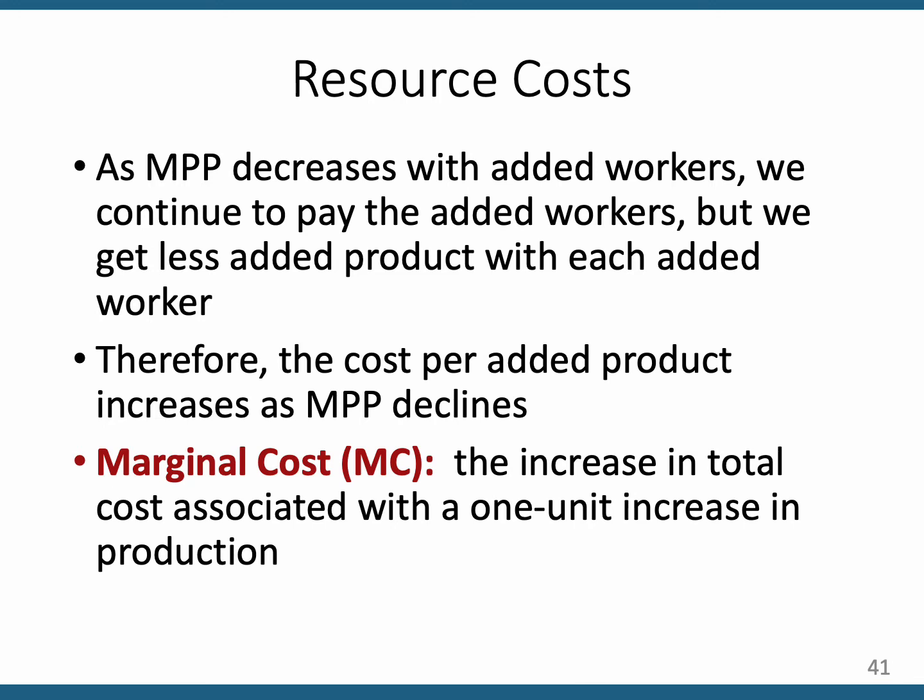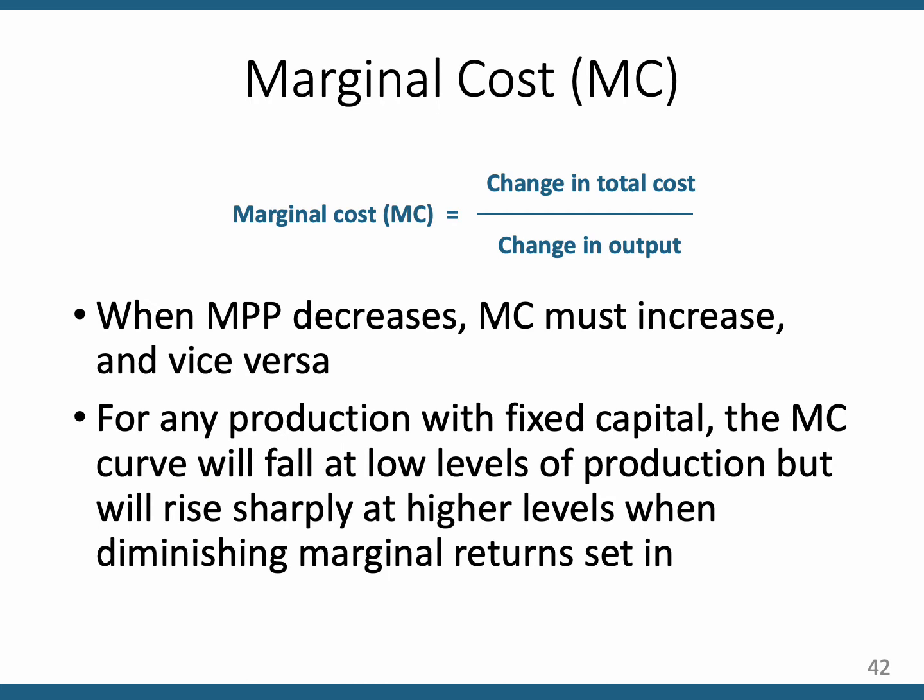As marginal product decreases with added workers, we continue to pay the added workers, but we get less added product with each added worker. That's a great way of putting it. Therefore, the cost per added product increases as marginal physical product declines. So marginal cost is the increase in total cost when you produce one more unit. And remember, the only way to produce one more unit is to use more labor. And the labor becomes less productive the more of it you're adding to your fixed plant. So as marginal product goes down, marginal cost has to go up.